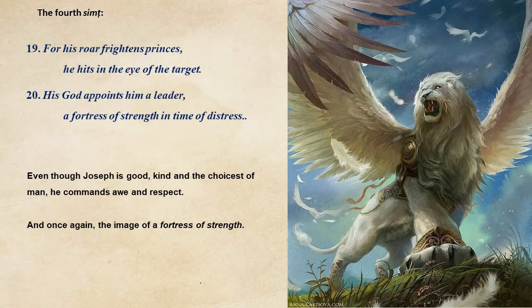The end of the fourth stanza. For his roar frightens princes. He hits the eye of the target. His God appoints him a leader, a fortress of strength in time of distress. So his roar frightens princes, and he hits the eye of the target.